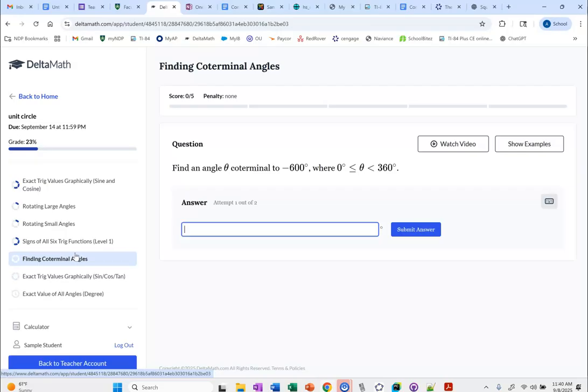So, next question is a coterminal angle question. It asks us to find the angle coterminal to negative 600, but it says our answer needs to be between 0 and 360. So if I add 360 once, I get negative 240. Right? That's not enough. What am I going to do? Add it again. And I get 120. Is that between 0 and 360? Yup. So I'm done. I just type it in.